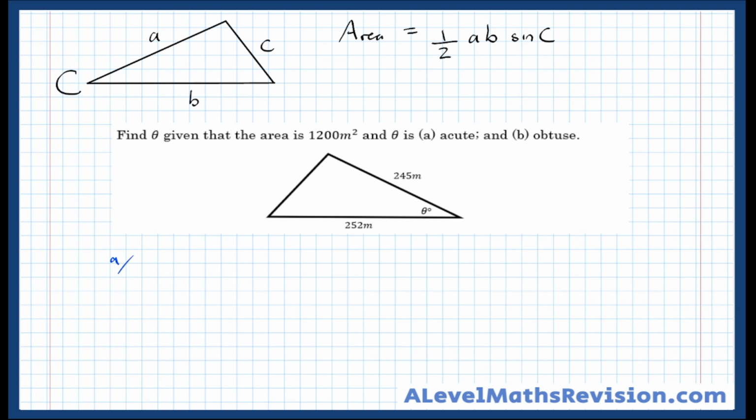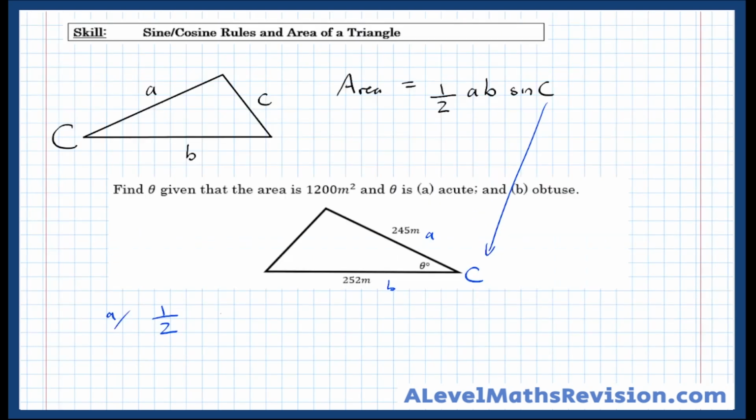So part (a), when the angle's acute, well, we know that this is side c because it's the angle in the formula. And these can be a or b. Let's call this one a and this one b. Well, we know a half a b sine C equals 1200.